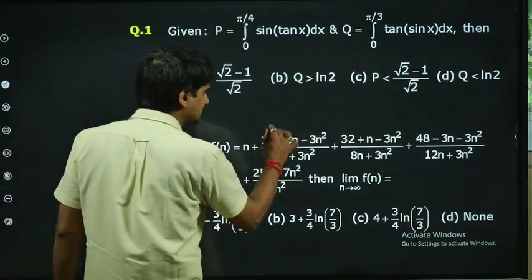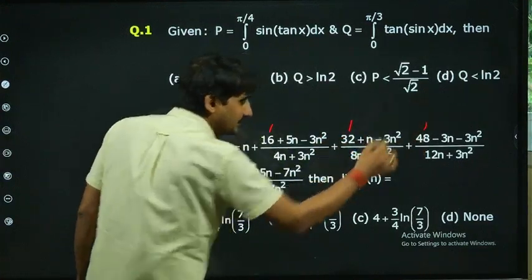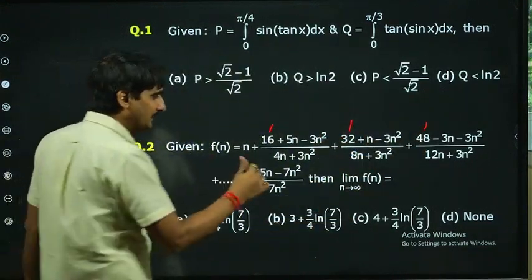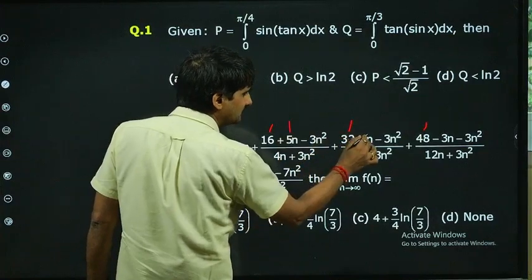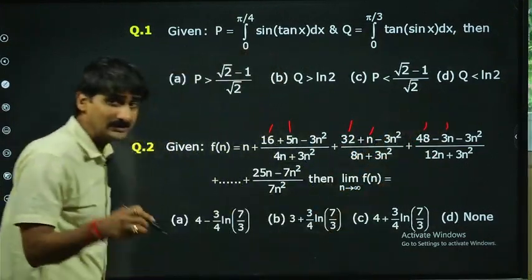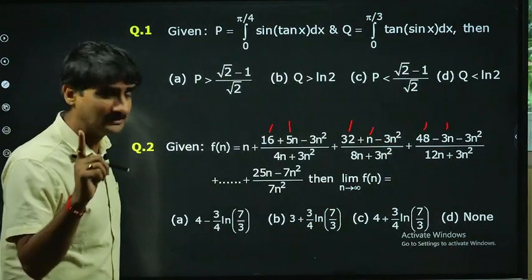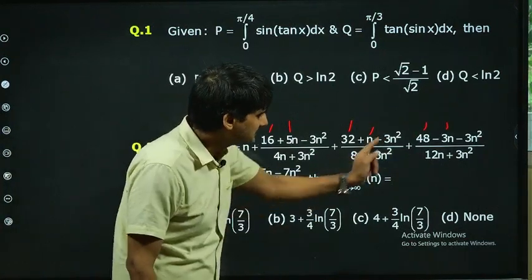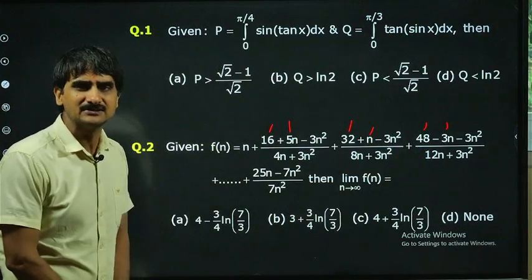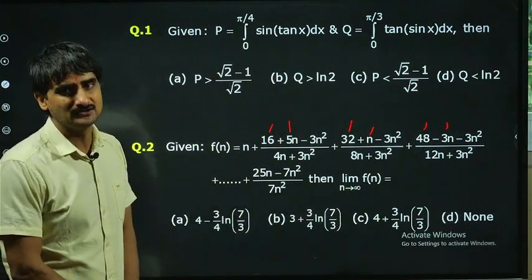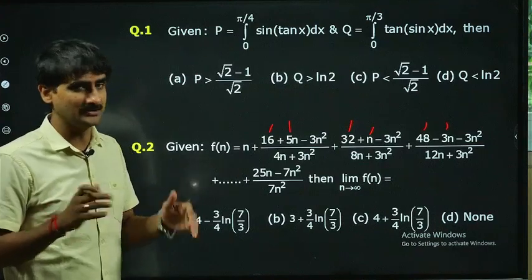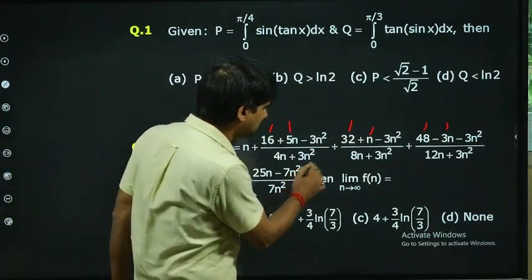So it is 16, 32, 48. So it's a multiple of 16 in the numerator, and then 5n plus n minus 3n. So it's an AP with common difference of minus 4n, and then minus 3n squared is constant throughout in all the terms of the numerator. That's about the numerator. Let's analyze the denominator. It is 3n squared.